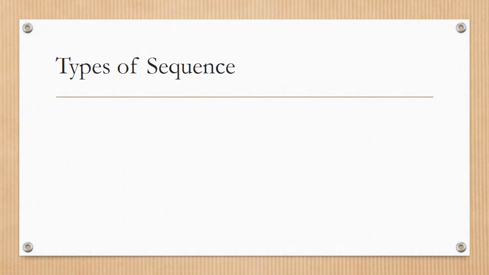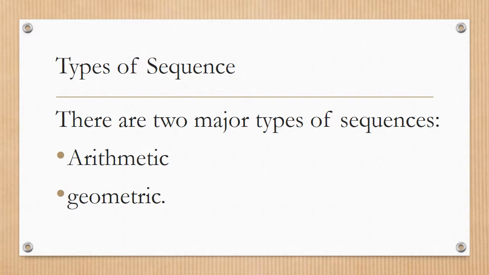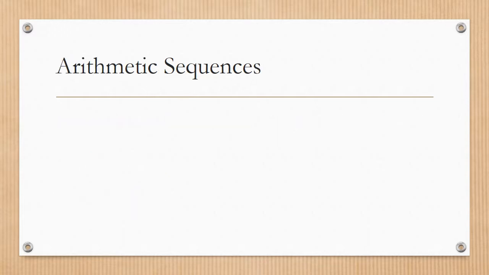So we have two types of sequences that we're going to learn in this unit. The first type is called the arithmetic sequence, and the second type is called the geometric sequence. So let's start with the arithmetic sequence. Today's lesson is all about the arithmetic sequence, what we need to know about them, and how we can work with them. So the first thing is the definition.